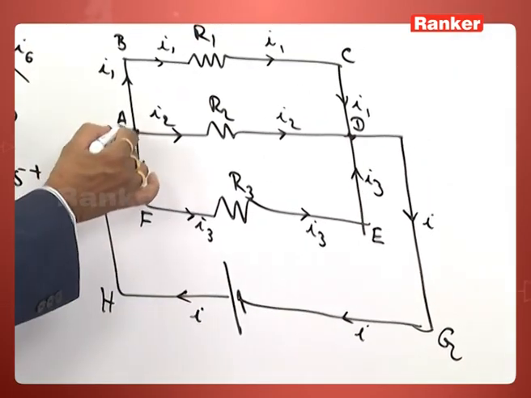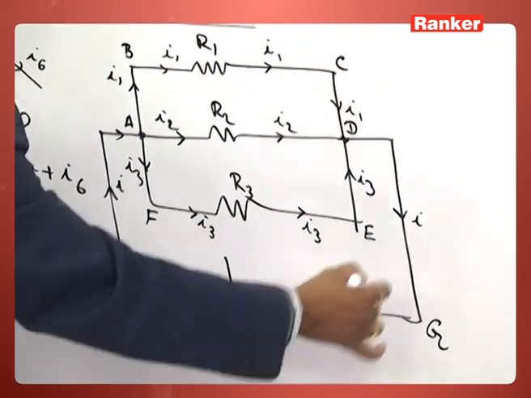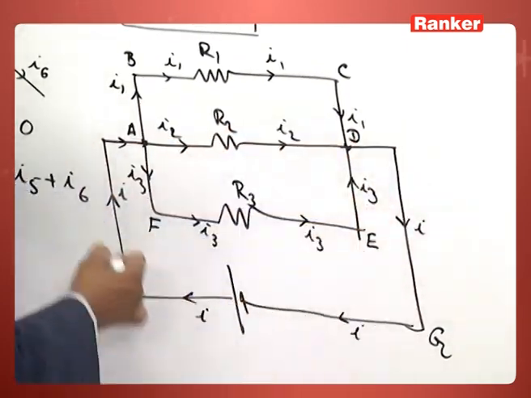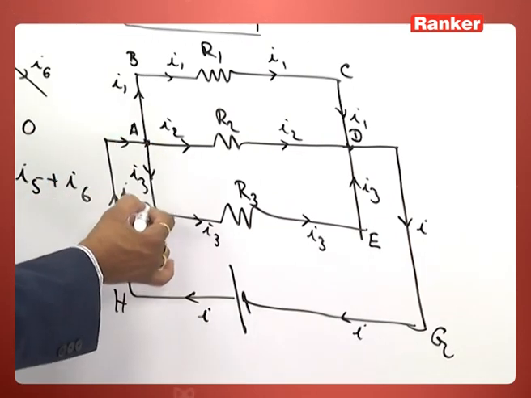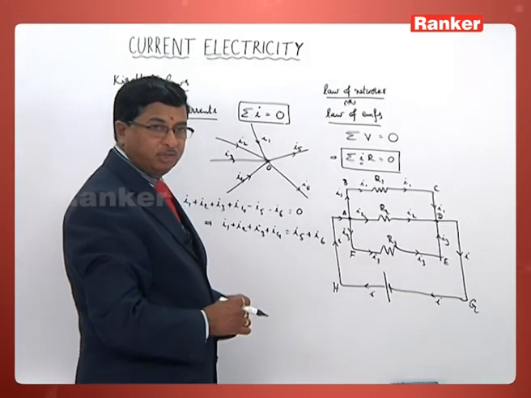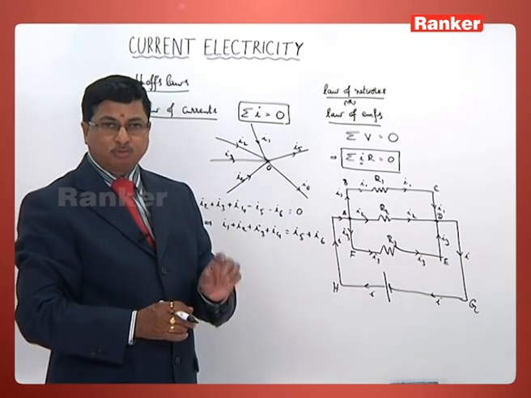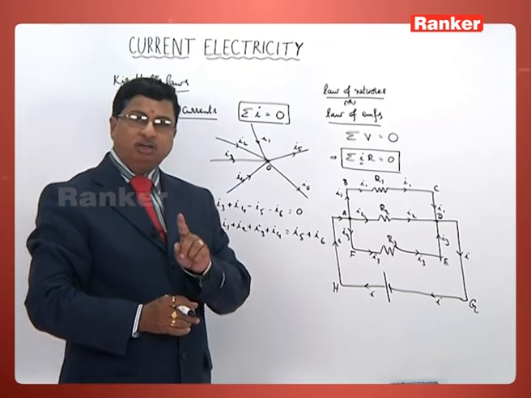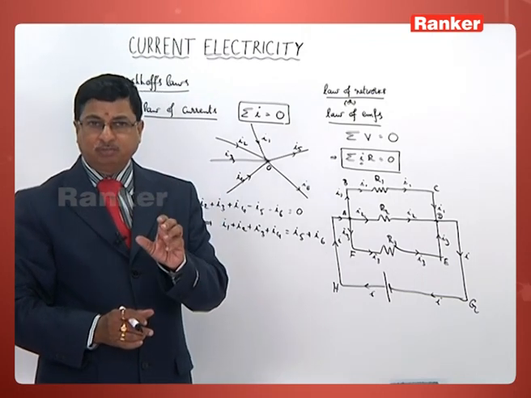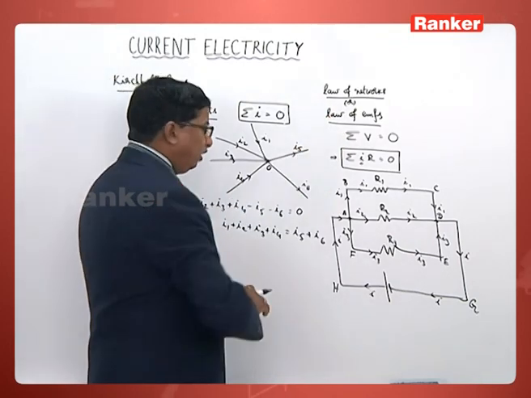If I take A, B, C, D, G, H, A, this is one network. A, D, G, H, A, that is another network. Similarly, A, F, E, D, G, H, A, that is another network. So totally if you count them, around 6 closed networks we find in the circuit. You can take any individual network which is closed there, and you can apply second law of Kirchhoff for that. Let us now analyze that one.